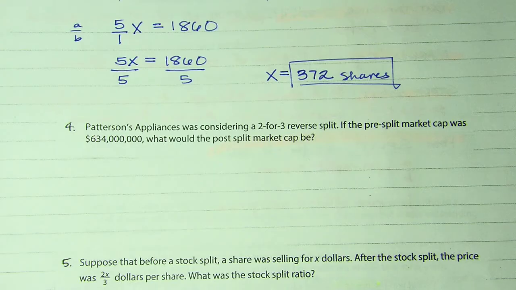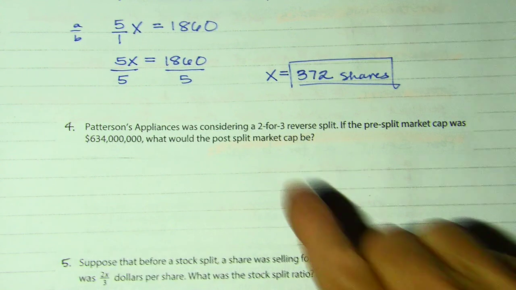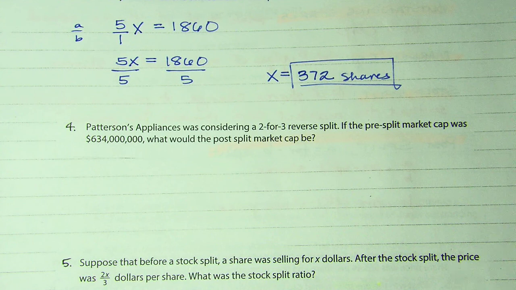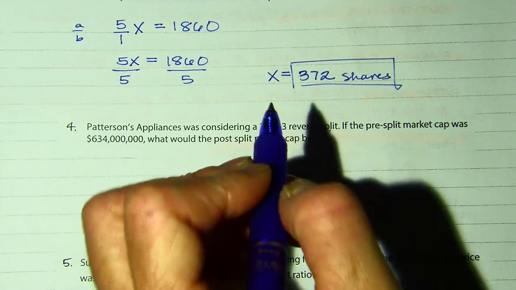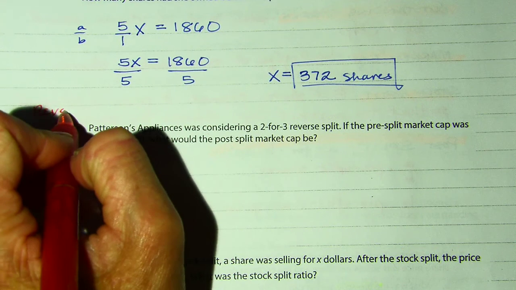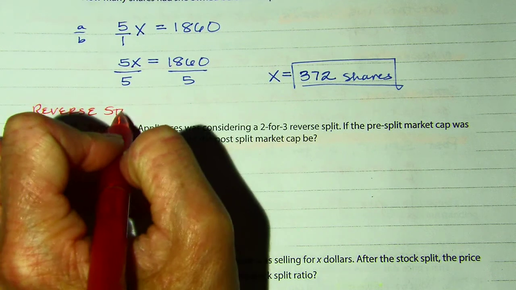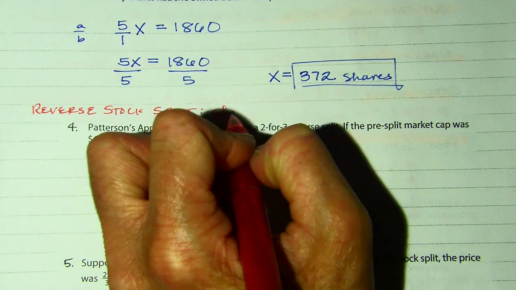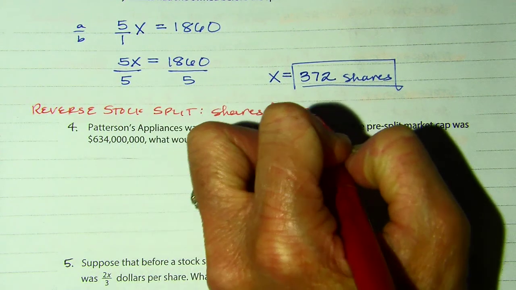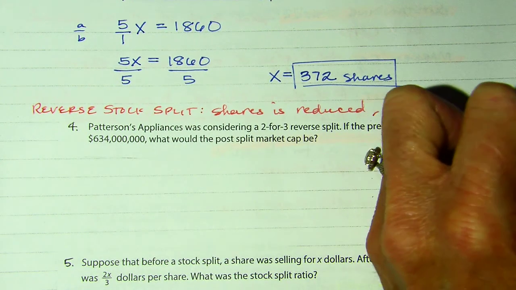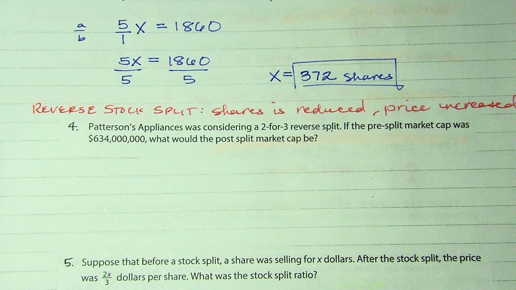Next one, Patterson's Appliances was considering a 2-for-3 reverse split. Now, in this case, that means that if you had 3 shares, now you're only going to have 2. So you're going to have fewer shares, but they'll be worth more money. So in a reverse stock split, shares are reduced, price is increased. So it moves in the opposite direction as just a regular stock split.